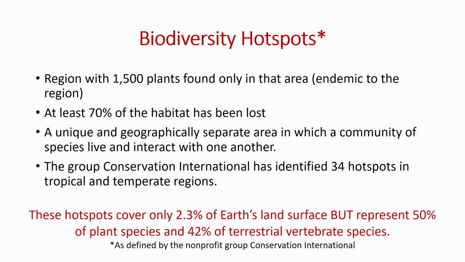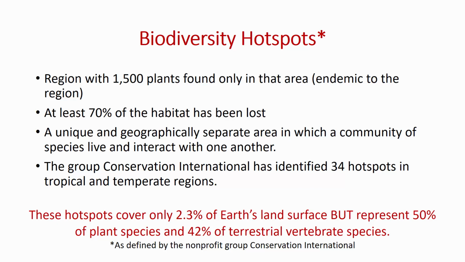There are a number of regions around Earth that we classify as biodiversity hotspots. These are regions that have at least 1,500 plants that you can only find in that area. And also, it's a hotspot if we're watching it because of habitat loss. So in this case, at least 70% of the habitat for that region has been lost. And so these areas are at risk.